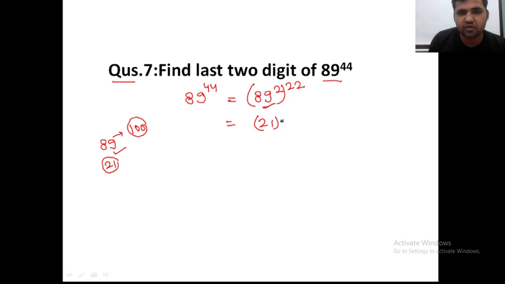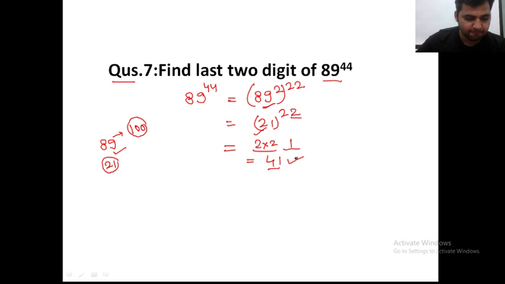Now this can be written as 21 power 22. Here you can apply the rule number 3. The unit digit would be 1 and the tens place digit would be the multiplication of the tens place digit of this number and the unit digit of the power. 2 into 2. So multiply 2 with 2 and the last two digit would be 41. So this will be the answer of this question.